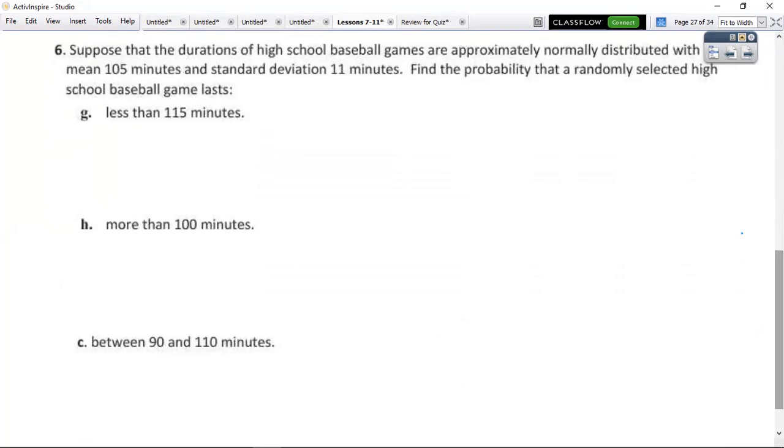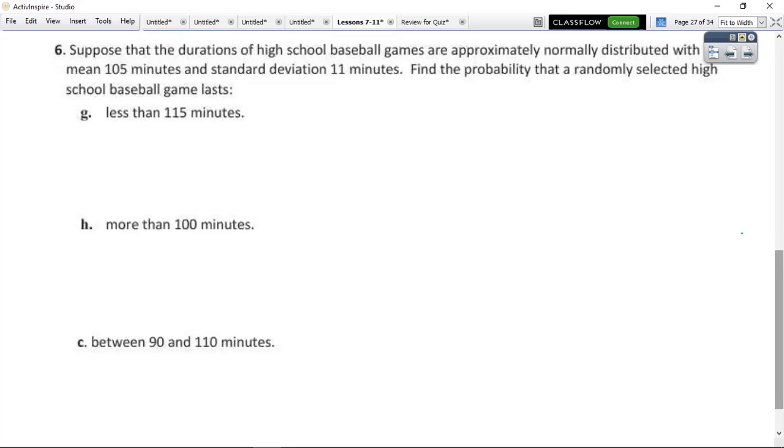Okay. So it says, suppose that the durations of a high school baseball game are approximately normally distributed, with a mean of 105 and a standard deviation of 11. Find the probability that a randomly selected high school baseball game lasts less than 115 minutes. All right, so what are we going to draw for these?